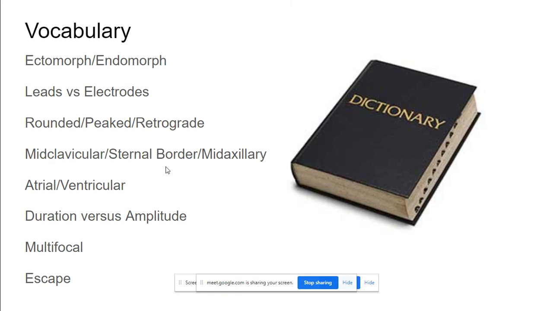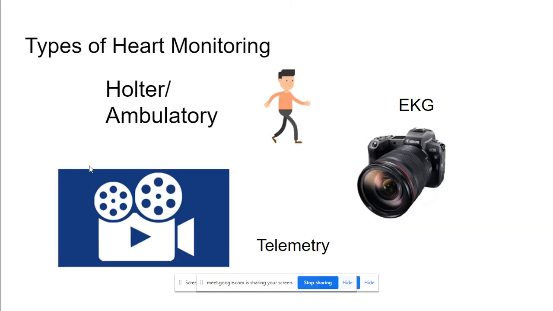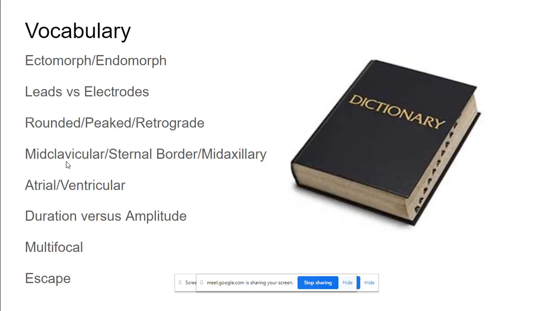Mid-clavicular, sternal border, and mid-axillary, that's in terms of lead placement. I wanted to make sure that you're clear on where those were. Mid-clavicular means on the left or the right side you could find this, but it's midway on your clavicle or collarbone. So it would be that line from the midway of your collarbone down your abdomen.